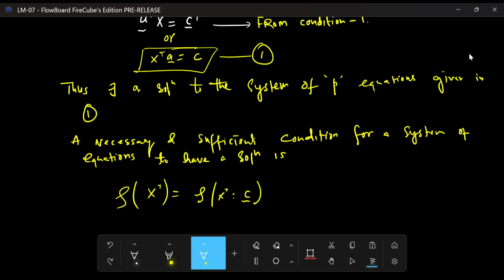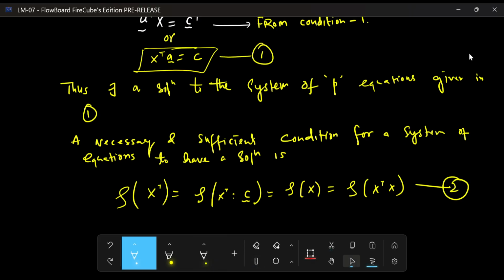This is a non-homogeneous system. If the system of P equations has a solution, then the rank of X transpose augmented C curl, where C curl is also a column vector, should be equal to the rank of X, and that should be equal to the rank of X transpose X. Let's write this as equation 2.